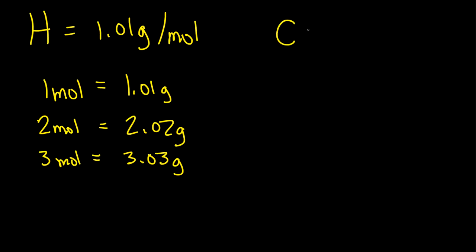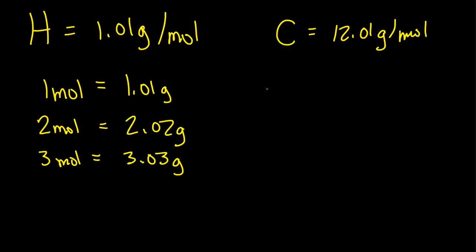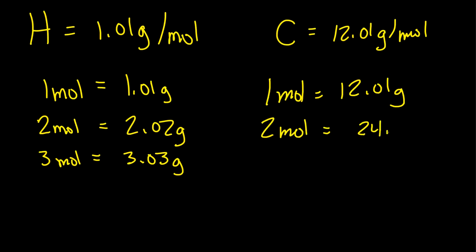Let's say we had carbon. Well, carbon is 12.01 grams per mole. And again, I got that off the periodic table. I found carbon. Carbon's atomic mass number is 12.01. That means 1 mole of that substance is 12.01 grams. So if I have 1 mole of carbon, I'm going to have 12.01 grams of it. So if I have 2 moles of carbon, I'm going to have 24.02. I just multiplied 12.01 times 2. So if I have 3 moles of carbon, I'm going to have 36.03 grams.